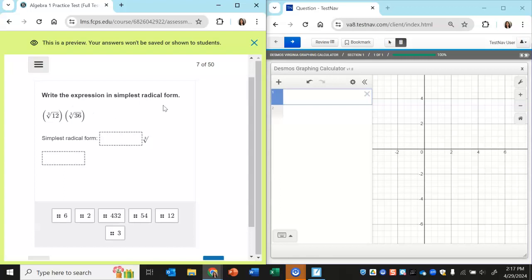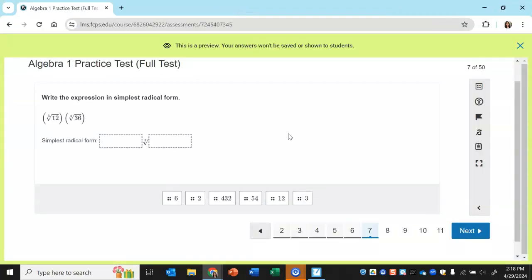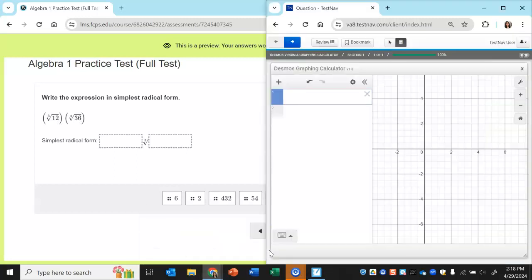Write the expression in simplest radical form. So we need to go ahead and simplify this. To do that, I'm going to make this bigger so you can see the form. The first thing is I'm going to take 12 and 36 and multiply them together, because when you have parentheses and there's nothing written in between, that means they're being multiplied. So that's 12 times 36. They're the same radical. 12 multiplied by 36 is 432.